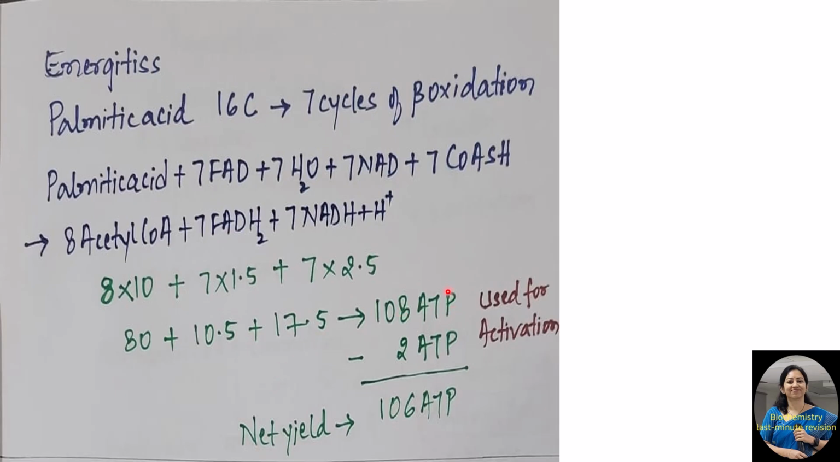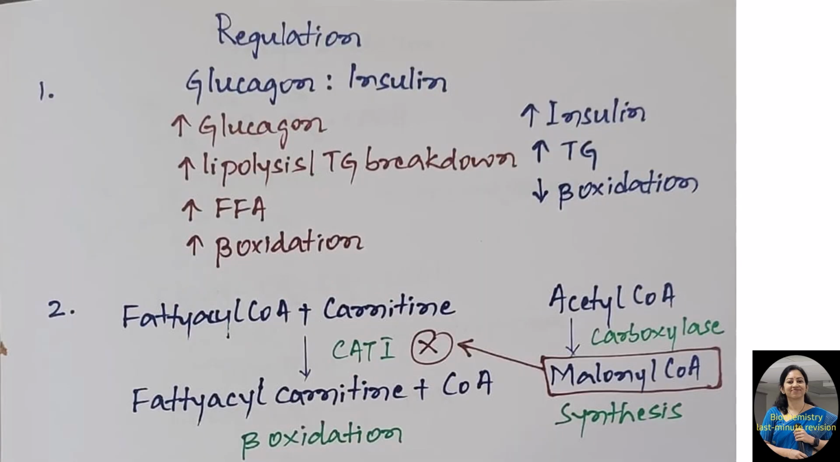So the total number of ATP generated is 108 ATP. But two ATPs are used for initial activation of the fatty acid. So the net energy yield is 106 ATP when palmitic acid is oxidized by beta oxidation. So the most common fatty acid energetics that is asked is palmitic acid. So you can remember. Now coming to the regulation part, so there are two levels of regulation.